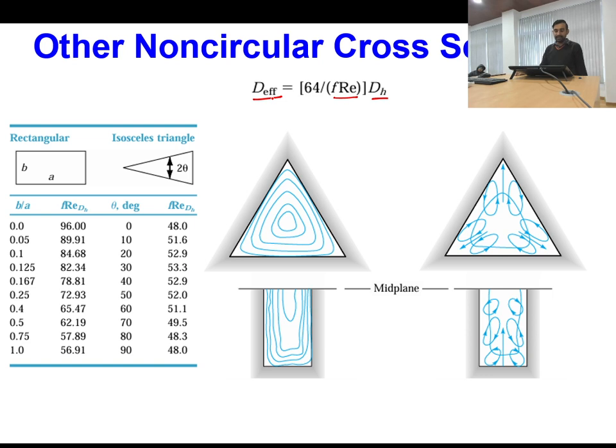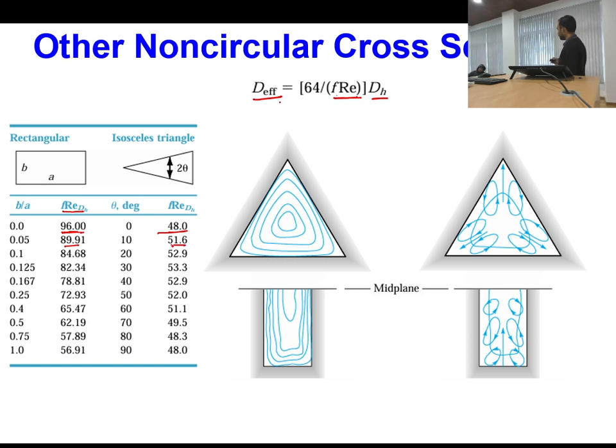Now, one important point: if I have to use the definition of this effective diameter, then of course this F into RE comes from the laminar theory. Here you can see F into RE based on hydraulic diameter is equal to 96 for B by A equal to 0 if I have a rectangular cross section, and if I have an isosceles triangle, then for theta equal to 0 this is 48. So in laminar theory we get some constant divided by Reynolds number, and that constant helps us in determining the effective diameter, because I will be replacing F into RE with these numbers.